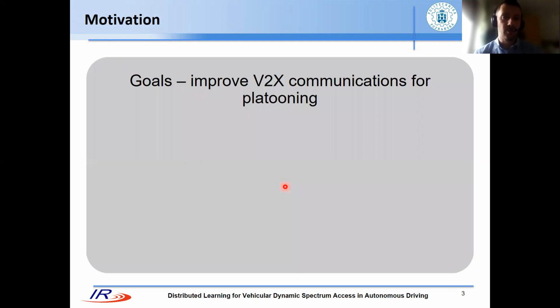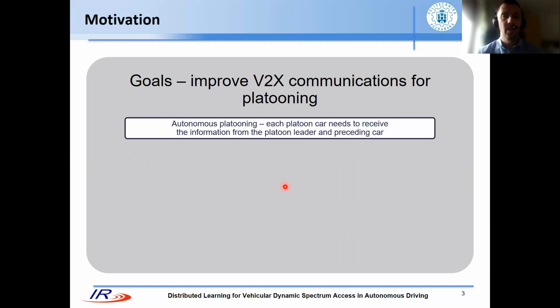So first, with the motivation, our goal with this work is simply to improve V2X communications, so vehicle to everything communications, in case of the platooning scenario. So we consider autonomous platooning, where the cars are steered by an autonomous controller, known as the cooperative adaptive cruise control. And in such a case, of course, each platoon car needs to receive information from the other cars on their mobility parameters and expected behavior. So we should be able to receive the information from the platoon leader and the preceding car.